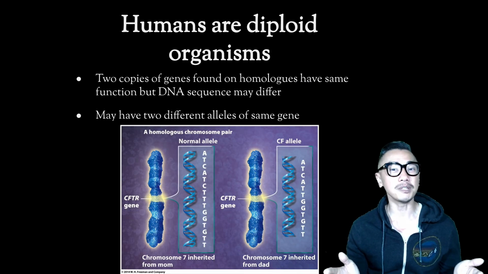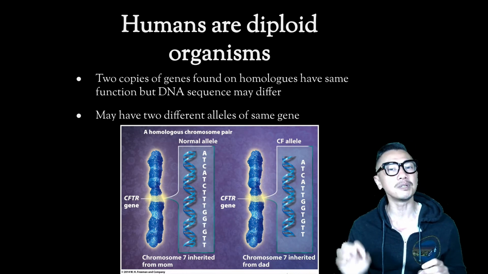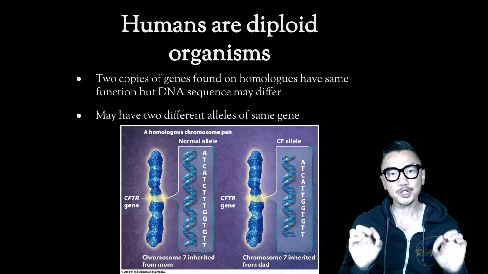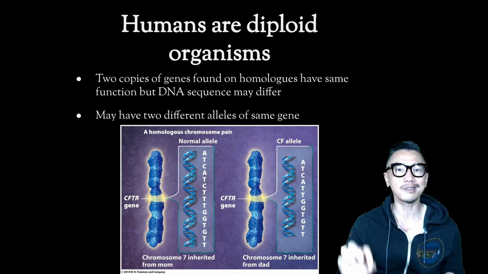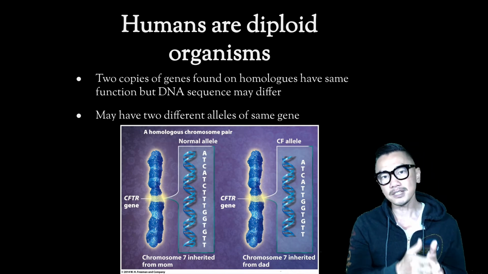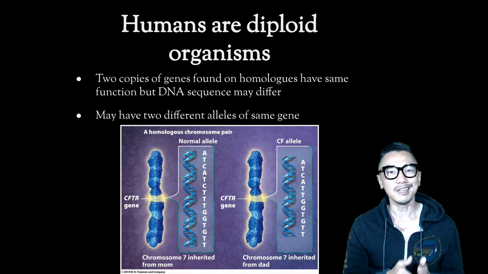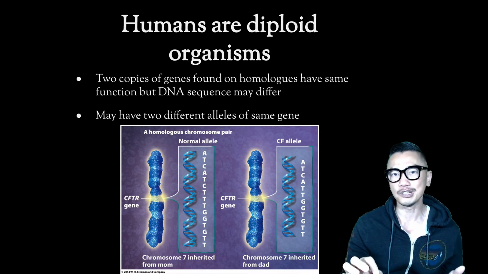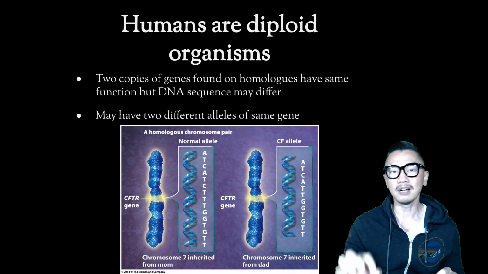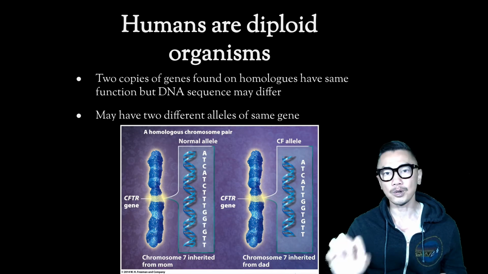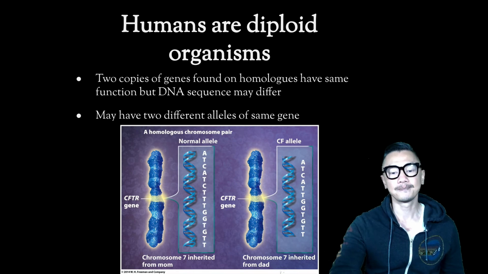Because we have 2 copies of every chromosome, which we call homologous or homologs, we have 2 copies of every gene as well. Each copy of the gene will serve the same function, but it may have DNA sequences that differ from one another. If the DNA sequence differs, then we have two alleles of the same gene. In our example, we have the CFTR gene located on chromosome 7. There's a normal version or allele of the gene, and there's a mutant version or allele of the gene. The mutant allele causes cystic fibrosis.